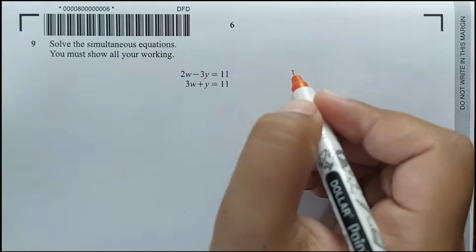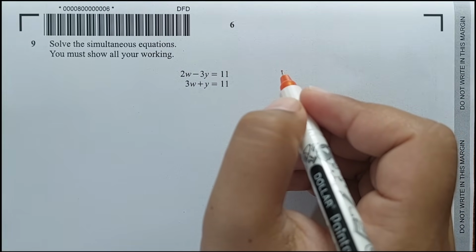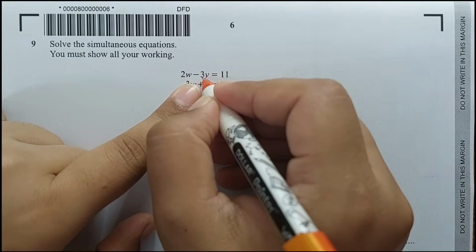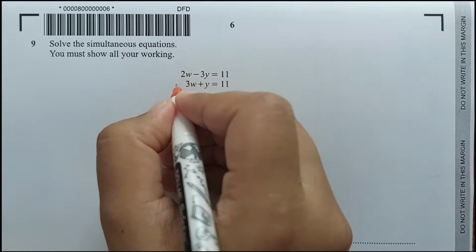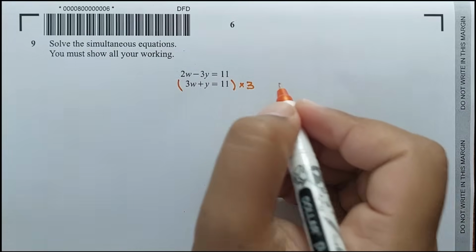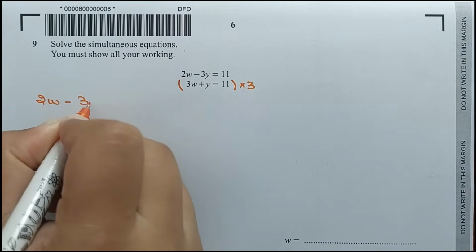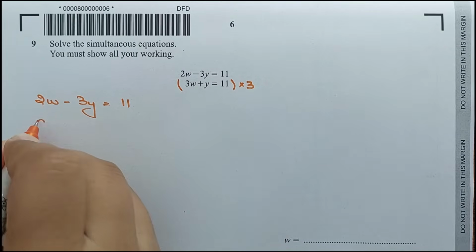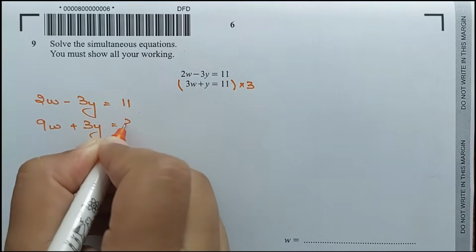Okay, so this is a system of linear equations. You can do it by a method of substitution or elimination. So as you can see here, the y coefficient is minus 3 and here the y coefficient is plus 1. So if I multiply my second equation by 3, you can make the same y coefficients, right? So the first equation, 2w minus 3y equals to 11, stays the same. Now 3 times 3 is 9w plus 3y, and 3 times 11 is 33.